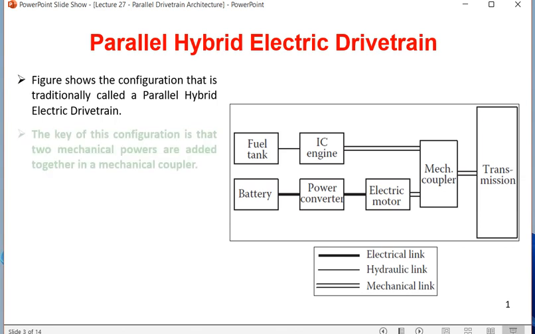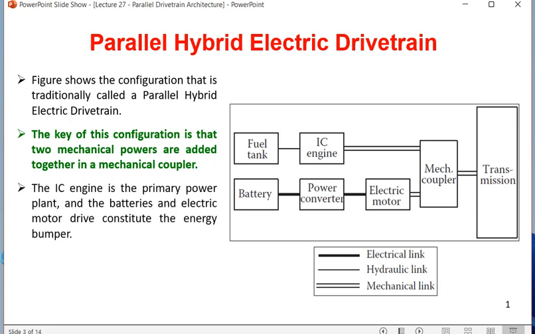So the figure shows the configuration that is traditionally called parallel hybrid electric drivetrain. The key of this configuration is that two mechanical powers are added together by means of a mechanical coupler. Here the IC engine is the primary power plant and the batteries and electric motor drive constitute the energy bumper. That means when too much energy is required, primary and secondary will work together. At that time, high power generated by the secondary power source is called bumper power. So the battery is acting as a secondary or bumper power source here.